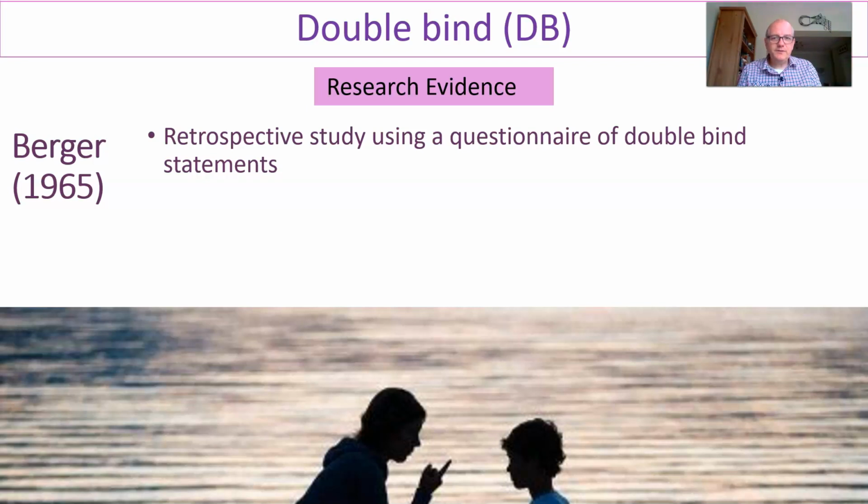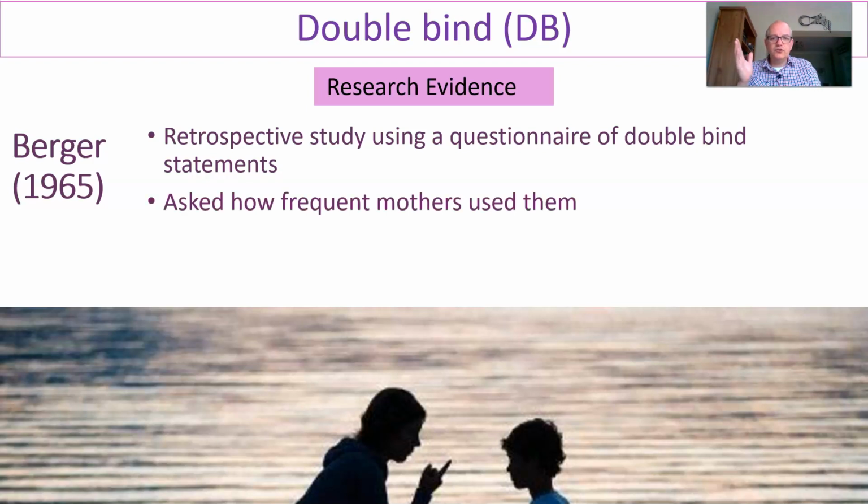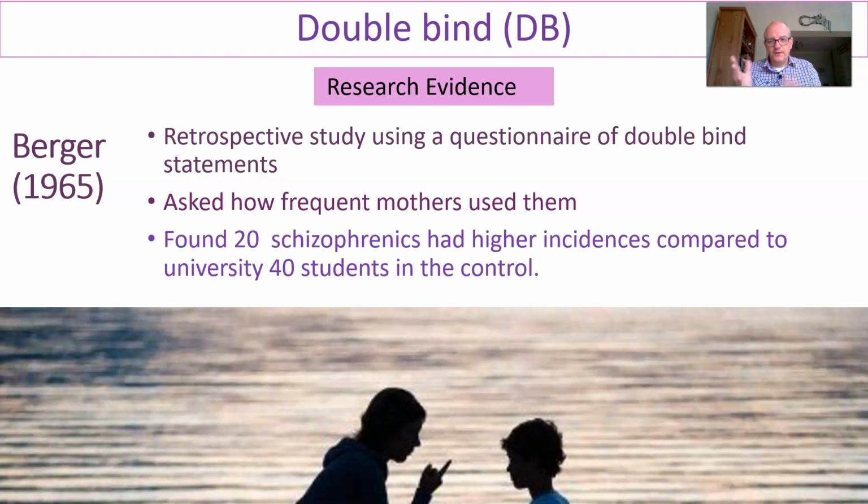Now, this is a retrospective study. A retrospective study means that they have the schizophrenics, they have become schizophrenics, and retrospective means to look back. So they then ask the schizophrenics what has happened in their past. So obviously they gave the schizophrenics a questionnaire with lots of statements saying, did this occur to you when you were younger? Now they compared that to a control of students. And they wanted to know how often those things happen.